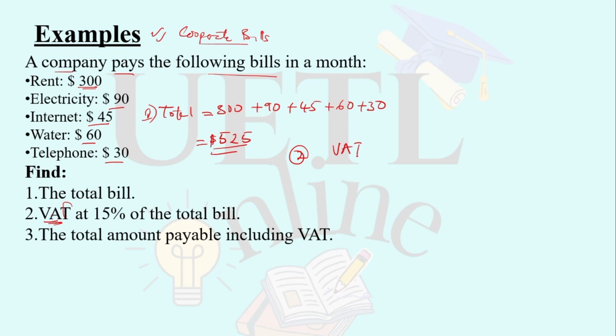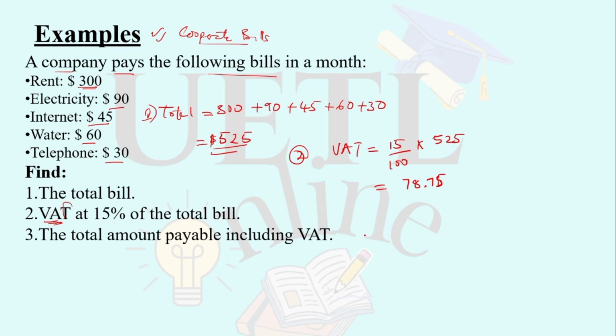Okay, so to calculate value added tax, we're going to say 15% of 100 times 525. So in this case, we're going to get our value added tax is $78.75. Okay, so 78.75.